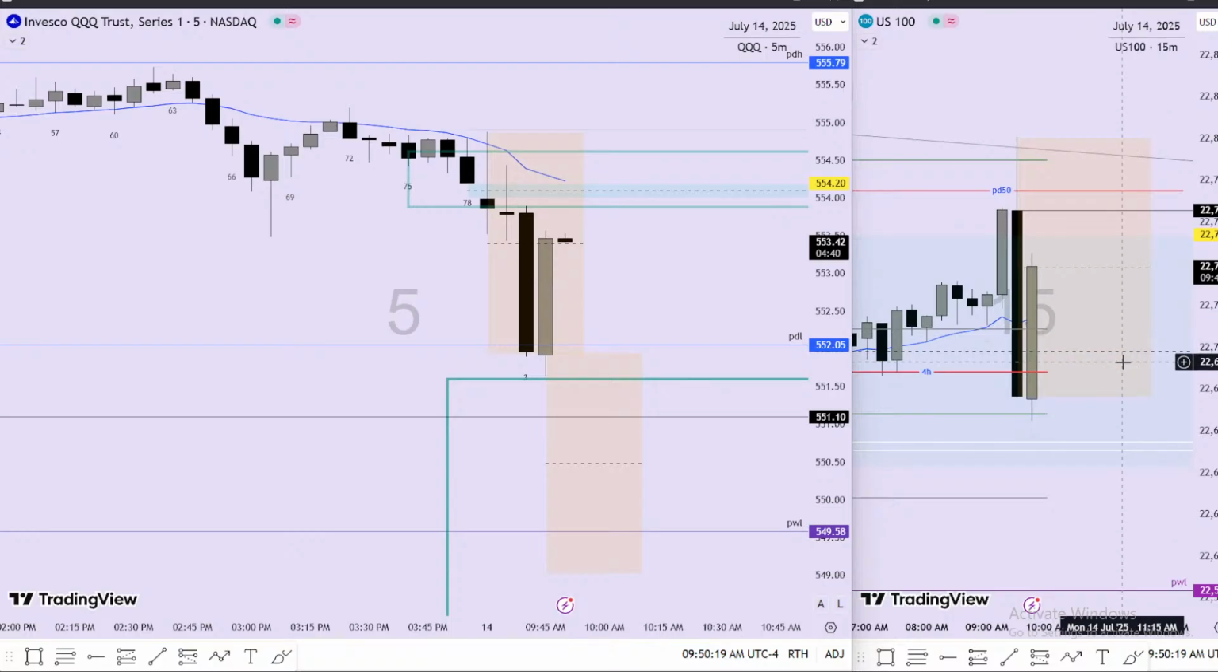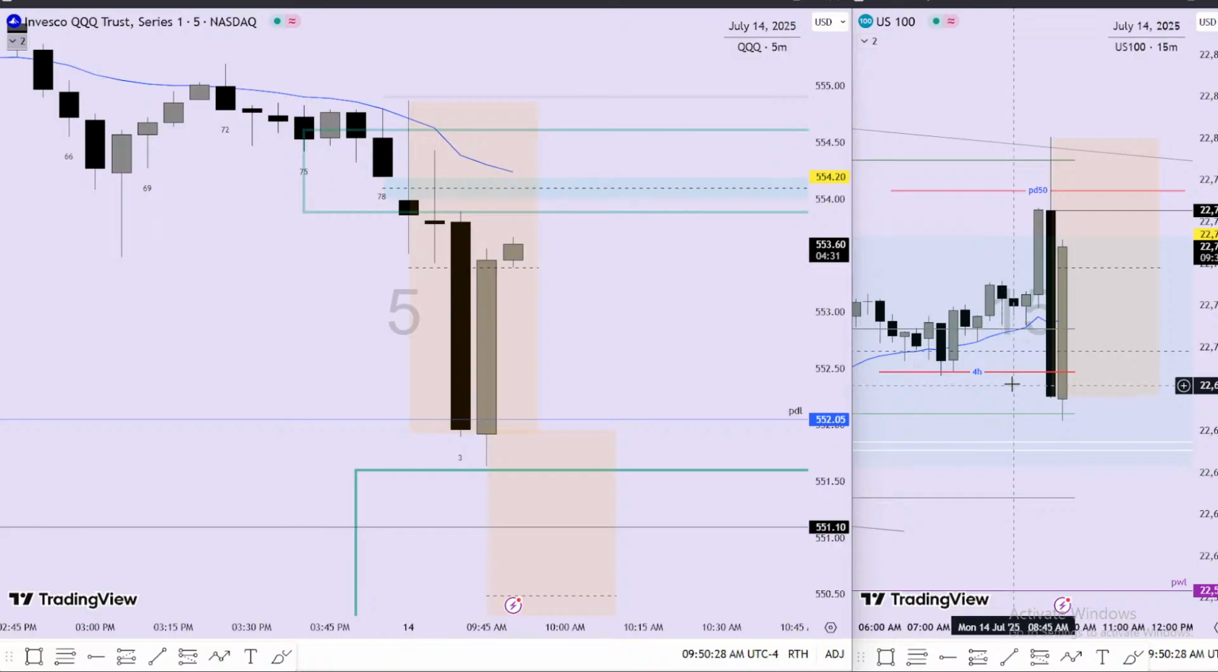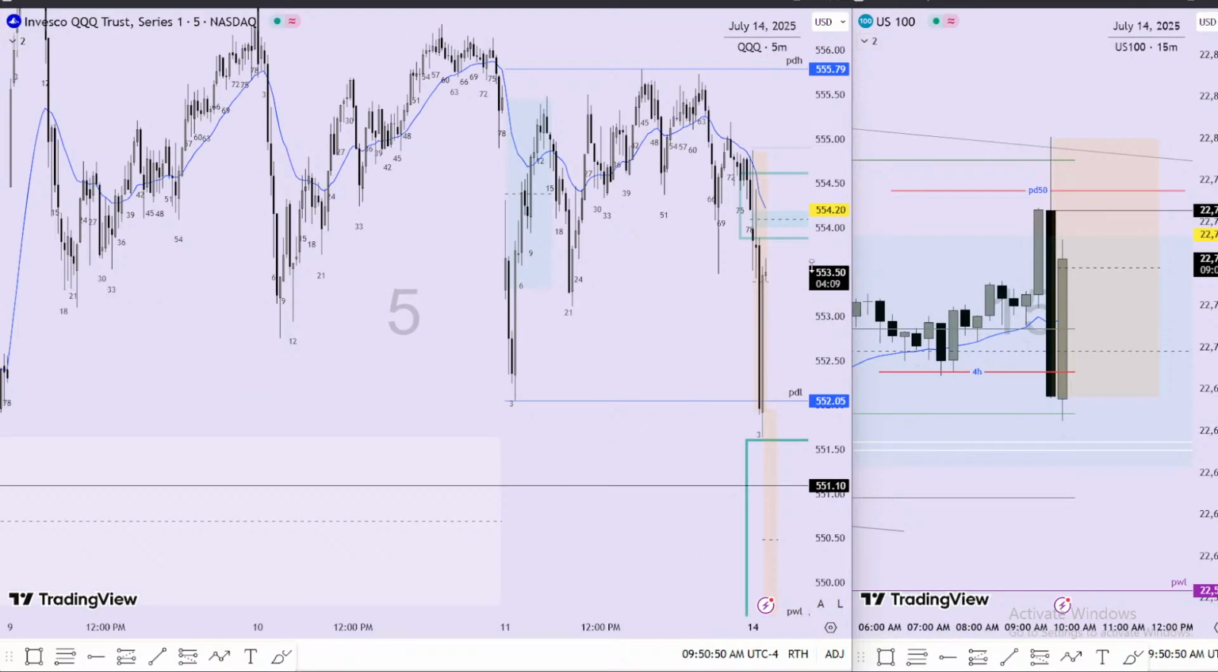Okay, we have 10 minutes till the hourly candle is going to close. Along with the hourly candle, the 4 hours also is going to close. So let's see.